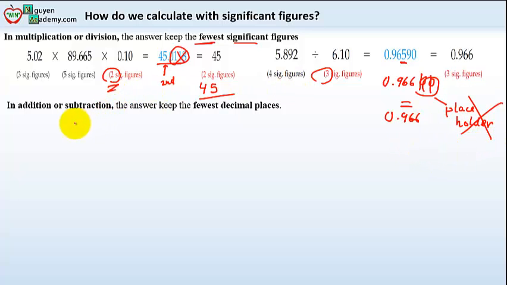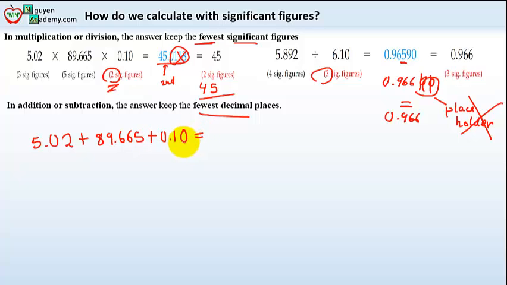Now let's try another problem where I have the rules for addition and subtraction. When you're adding or subtracting with significant figures, you keep the fewest decimal places instead of significant figures. So we are concerned about the decimal places. So here we have 5.0. I'm going to use the same numbers up there, okay? And instead of multiplying, I'm going to add 89.665 plus 0.10.